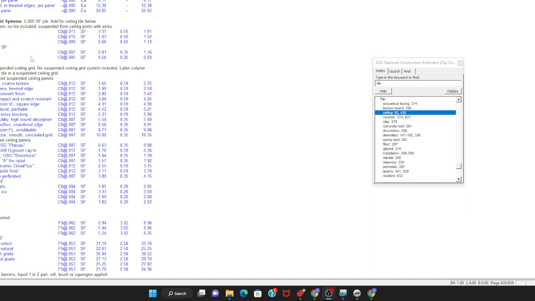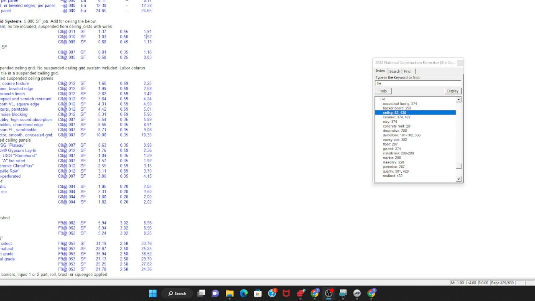And so for your ceiling tile, you're going to price the grid separate from the tile. As you can see, there are different labor rates for the tile. Everything in construction has a labor rate associated with it. You just have to know what it is.